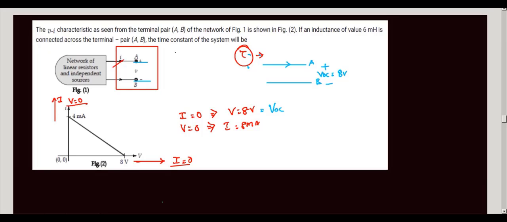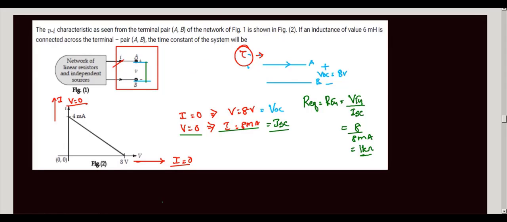Another thing given, when voltage equal to 0, current is 8 milliampere. Voltage across AB equal to 0 means it acts as a short circuit. I equal to 8 milliamperes, that equal to ISC. We know that R equivalent or RTH equal to Thevenin's voltage by short circuit current, that equal to 8 volts by 8 milliamperes, that equal to 1 kilo ohm.